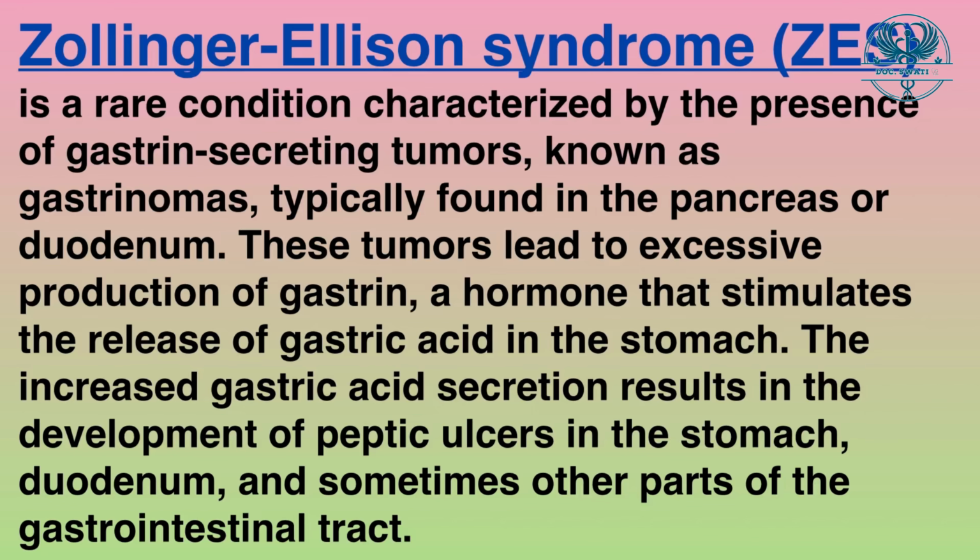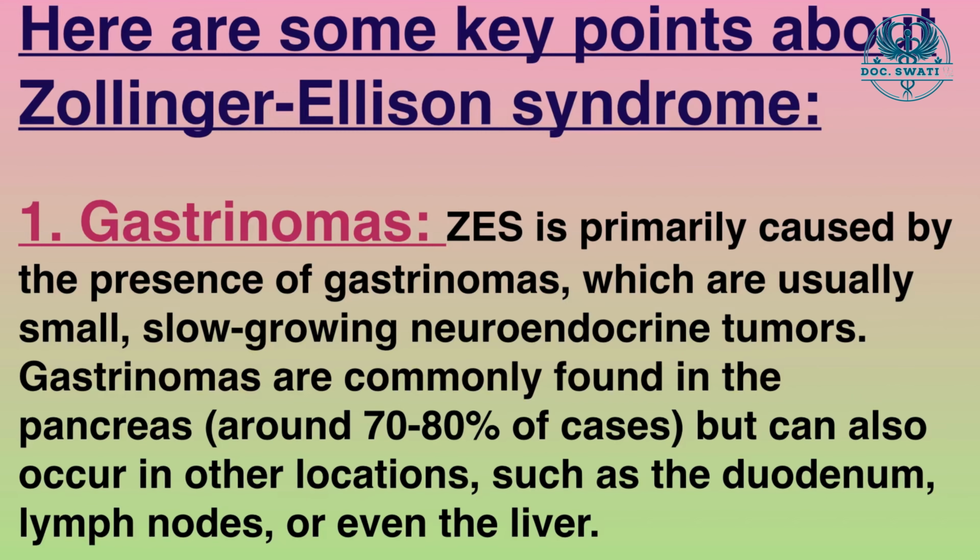So moving ahead, let's talk about Zollinger-Ellison syndrome. It is a rare condition characterized by the presence of gastrin-secreting tumors known as gastrinomas, typically found in the pancreas or duodenum. These tumors lead to excessive production of gastrin, a hormone that stimulates the release of gastric acid in the stomach. The increased gastric acid secretion results in the development of peptic ulcers in the stomach, duodenum, and sometimes other parts of the gastrointestinal tract. Here are some key points about Zollinger-Ellison syndrome.